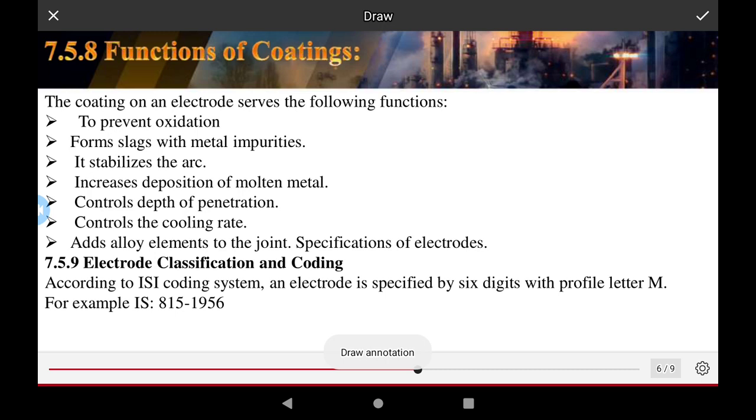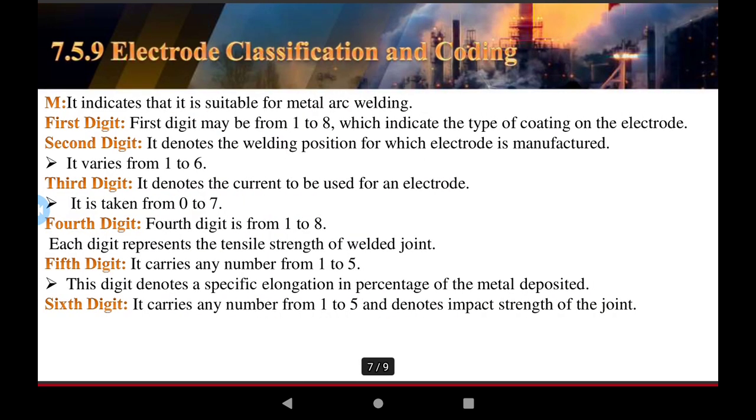Next, the classification of the electrode. According to the Indian standard, the industrial coding system of the electrode is made especially for the standard parameters of the Indian Standards Organization, for example IS 815 and IS 1956. This is the standard of the weld coating parameters. The electrode classification of the coating is continuing.